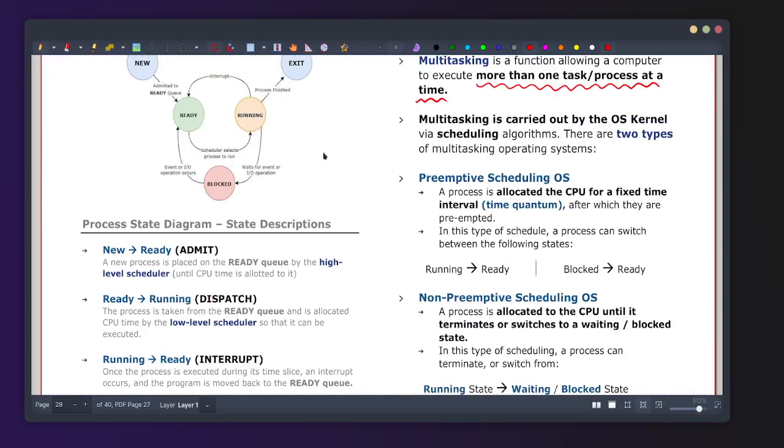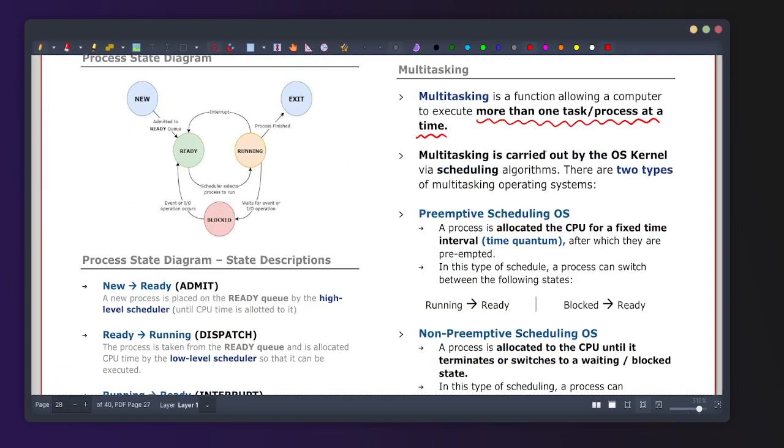Right, so let's move on. Multitasking is carried out by the operating system kernel via scheduling algorithms, right? That's basically what I said. The scheduling algorithm is basically like an assistant that's sending people to meet the boss on an appointment basis. So if this is the boss and this is the assistant, if there are people lined up to meet the boss, the assistant's job is to sort of pick one guy and send him to the boss, pick another guy and send him to the boss, right?